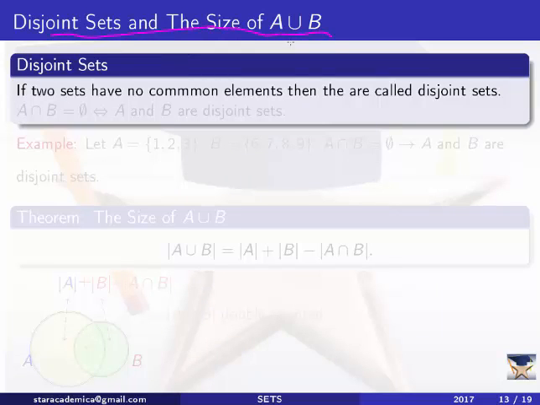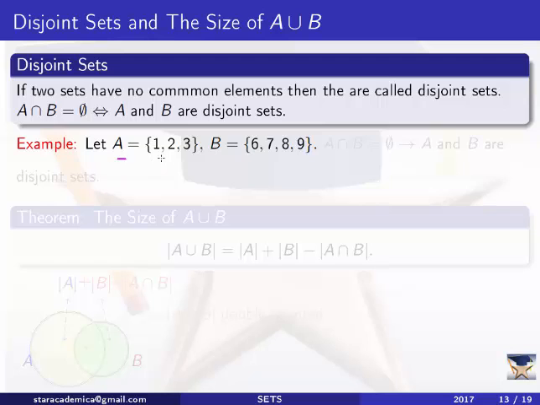Disjoint sets and the size of A union B. If two sets have no common elements, then they are called disjoint sets. So if A intersect B is empty, then A and B are disjoint. If A and B are disjoint, A intersect B is empty. Let's look at this example.